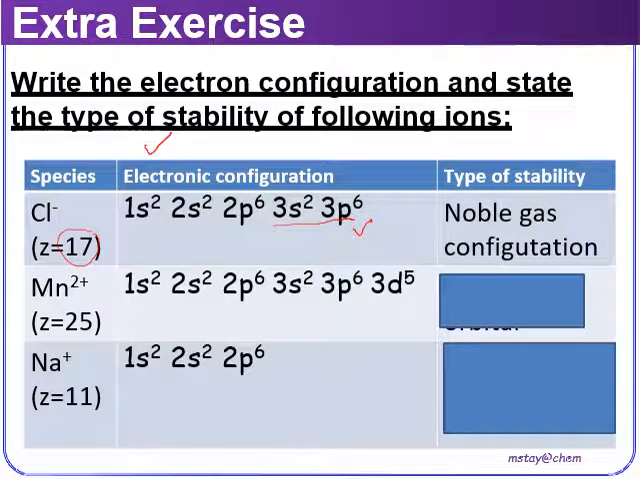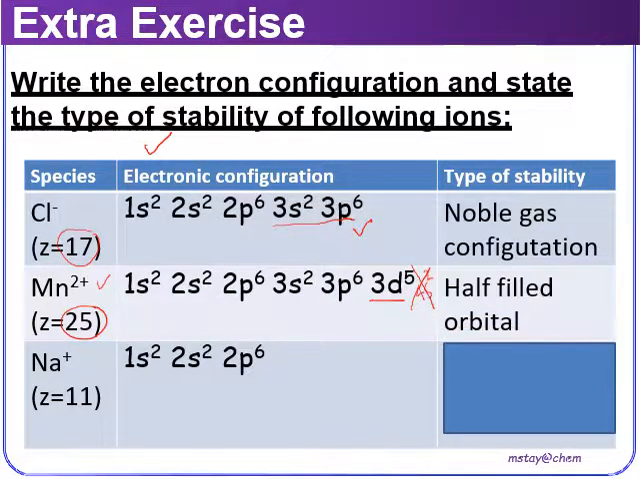While for the Mn2+, the proton number is 25. So before forming the ion, the electron configuration is 1s2 up to 4s2. Then now they tend to lose 2 electrons from the 4s orbital, so end up with d5. If the electron ends with d5, we know that the type of stability is half-filled d orbital.